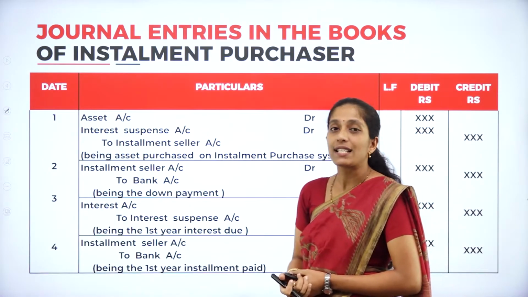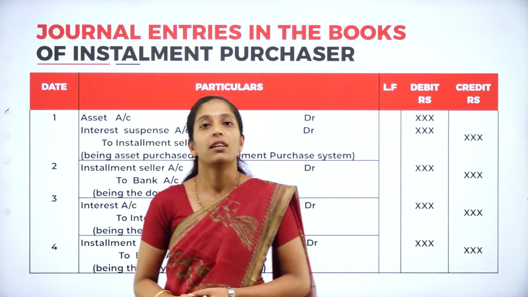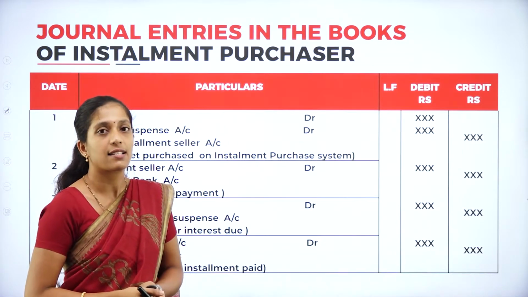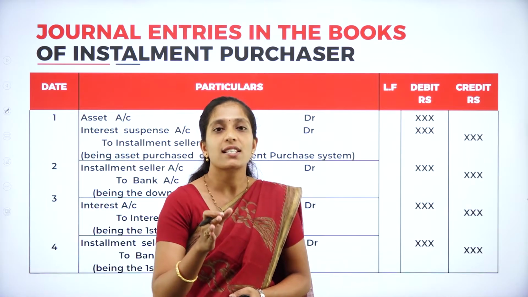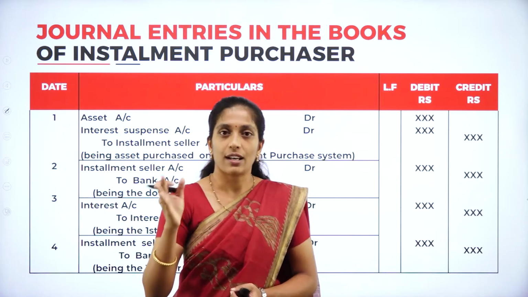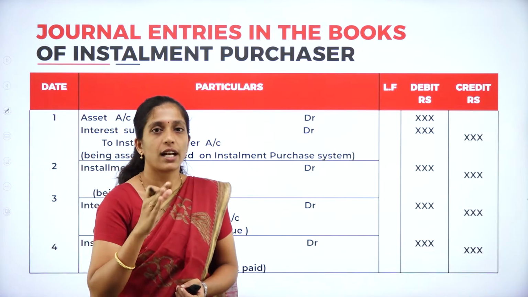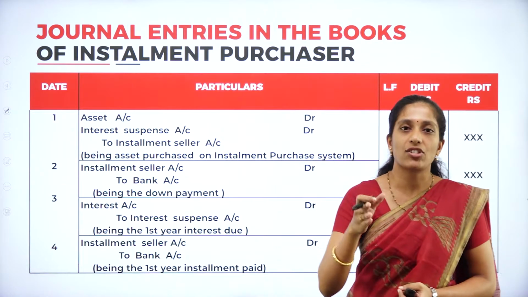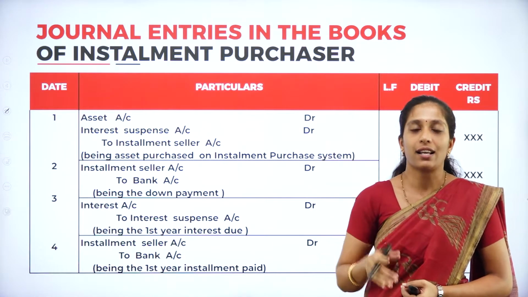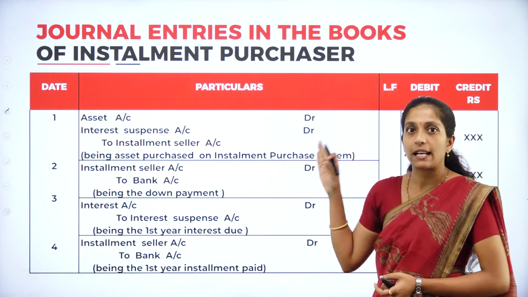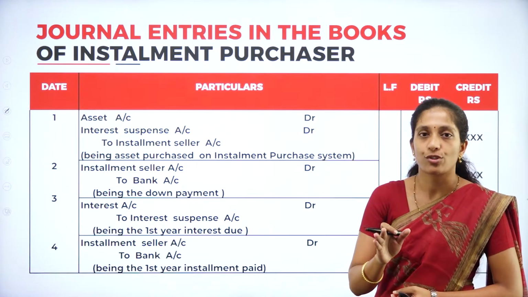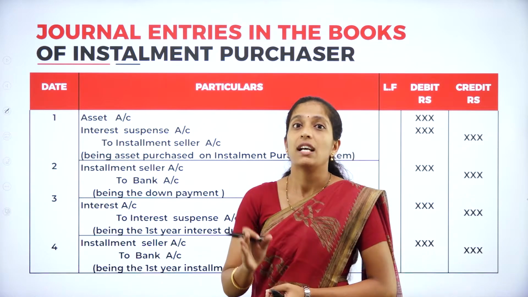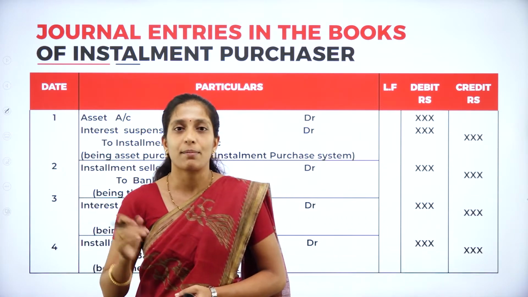Now let us see what the journal entries are in the books of the purchaser, that is, the installment purchaser. So here there are two parties under installment system, installment purchaser as well as installment seller. In hire purchase system, you used to prepare journal entries in the books of hire purchaser as well as hire seller, right? In the same way, ledger accounts in the books of hire purchaser and hire seller. Here also in installment system, you have to prepare journal entries in the books of installment purchaser and installment seller, and ledger accounts in the books of installment purchaser as well as installment seller.